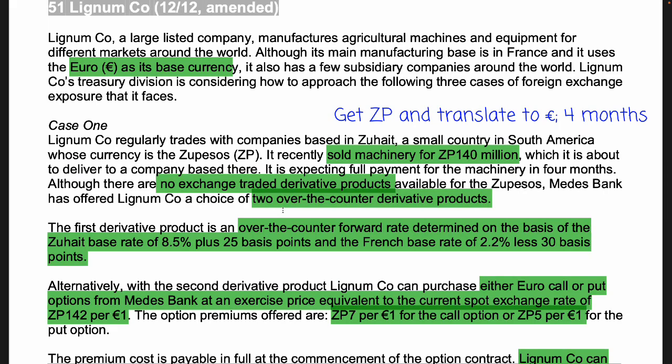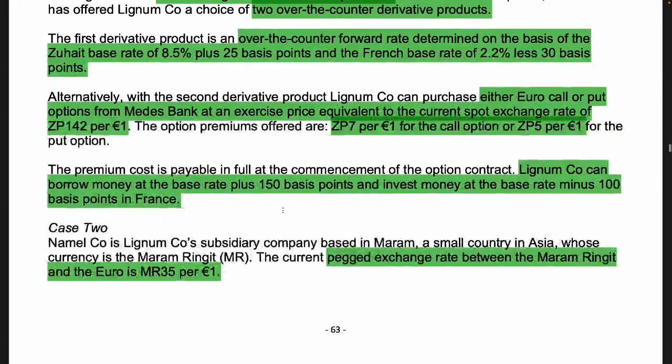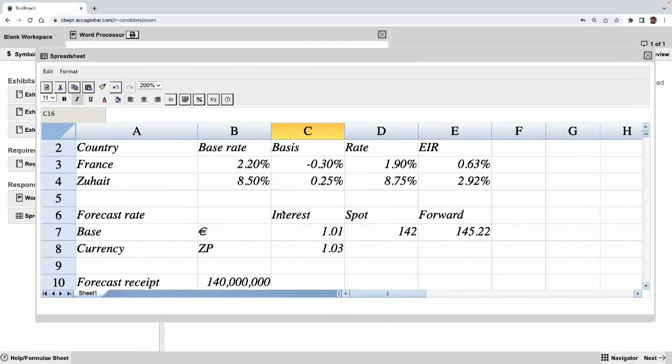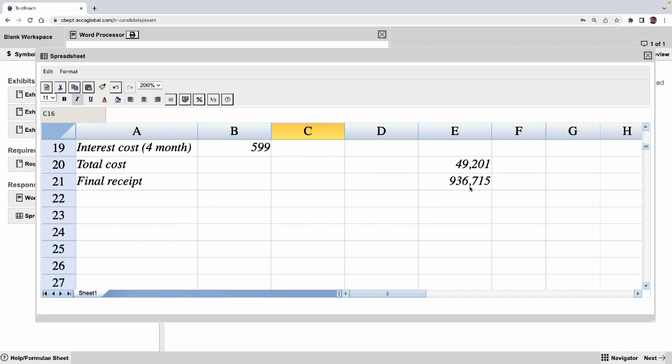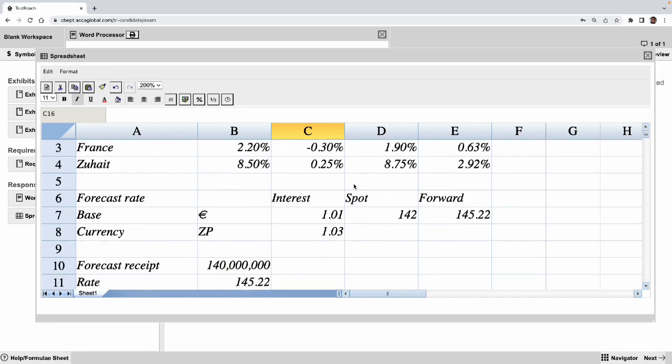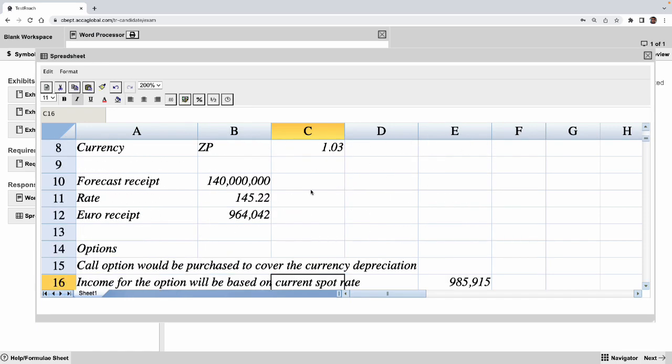Okay, we don't know what the borrowing rate is overseas, and we don't have the rate, so we can't use the money market hedge. Got it? But we already got the two numbers here already: 936715, and the other one is 964042. Does that make sense?